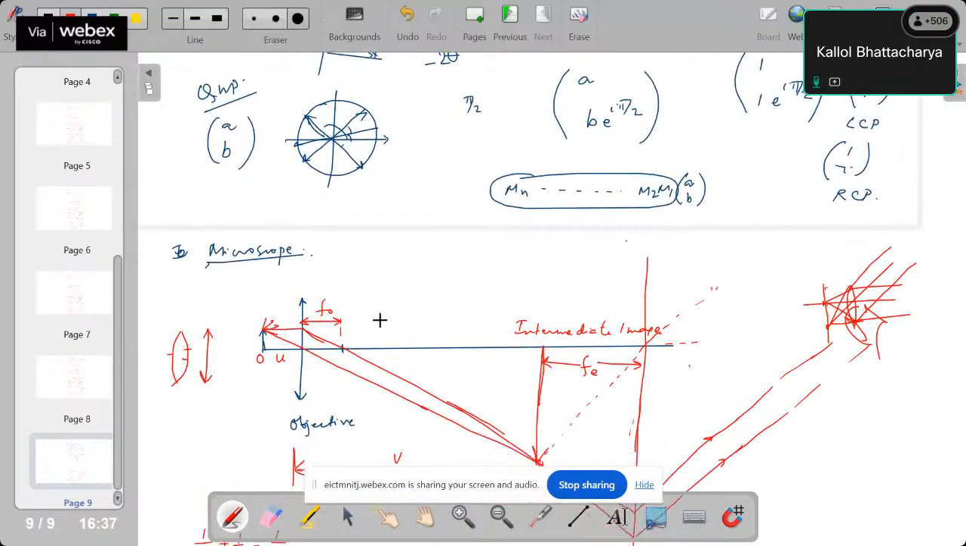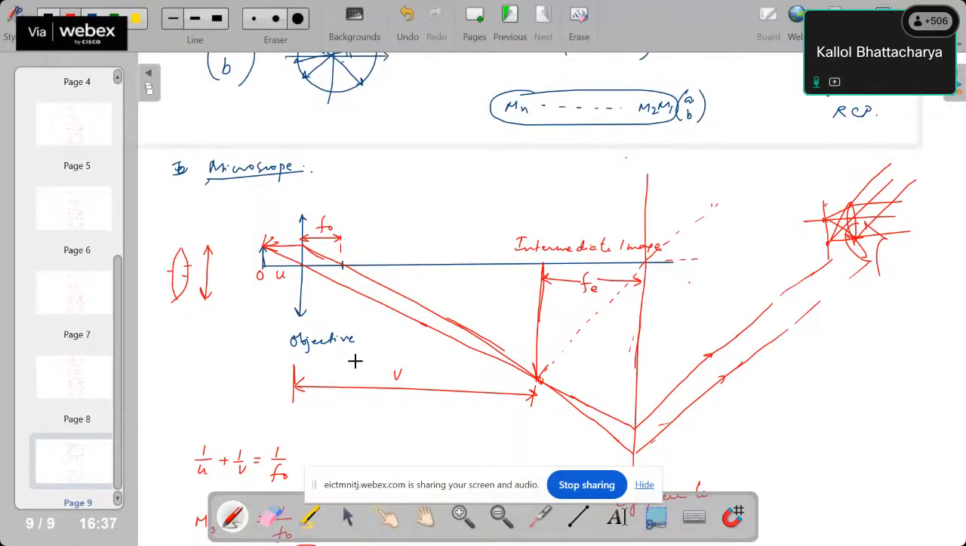So, what is v? Well, v was this distance. You can see here. And what is f naught? f naught is here. So, what is t? t is this distance from here to here. This is t. t represents something called the tube length.